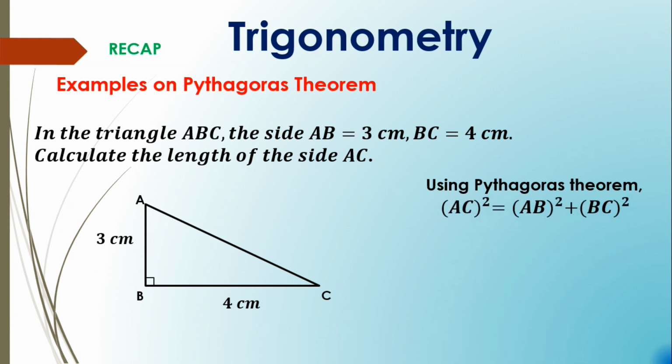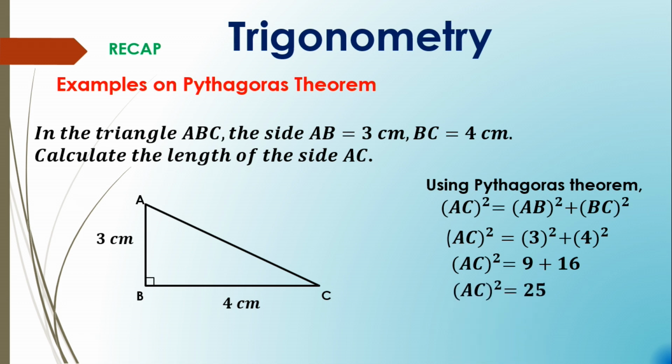Here you have AC square equal to AB square plus BC square. That is, AC square equal to 3 to the square plus 4 to the square. Simplifying this equation, you have AC square equal to 9 plus 16, that is 25. Now, if you have AC square equal to 25, to obtain AC, definitely you're going to find the square root of 25, which is of course equal to 5 centimeters.